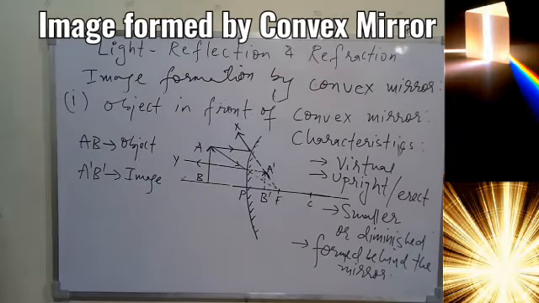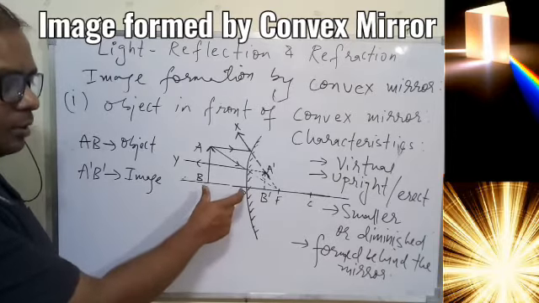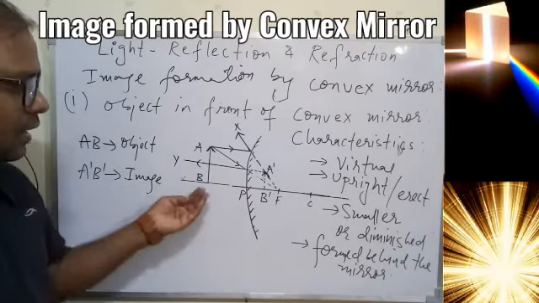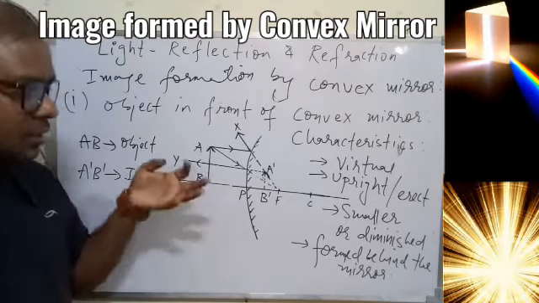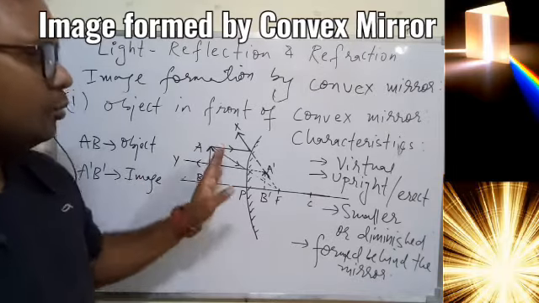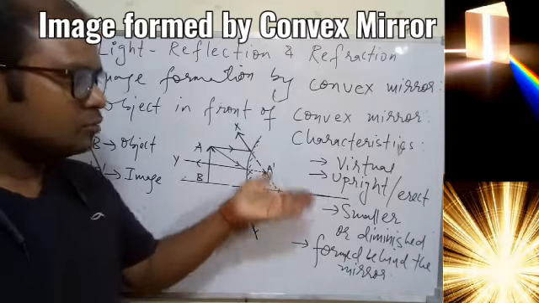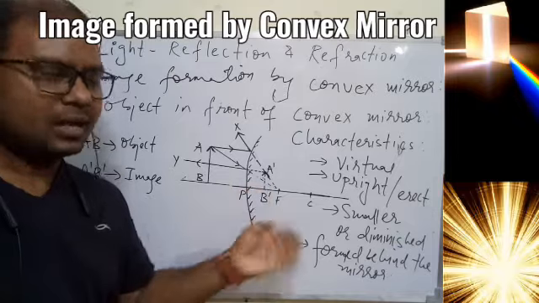So this you must try yourself at home. I have placed the object at some distance from the mirror. You can increase the distance, you can decrease the distance. So you can try different positions in front of the mirror at different distances. But you'll see all the time you'll be getting the same ray diagram. Same ray diagram means the image will remain virtual, upright, and smaller, and will be forming all the time behind the mirror.